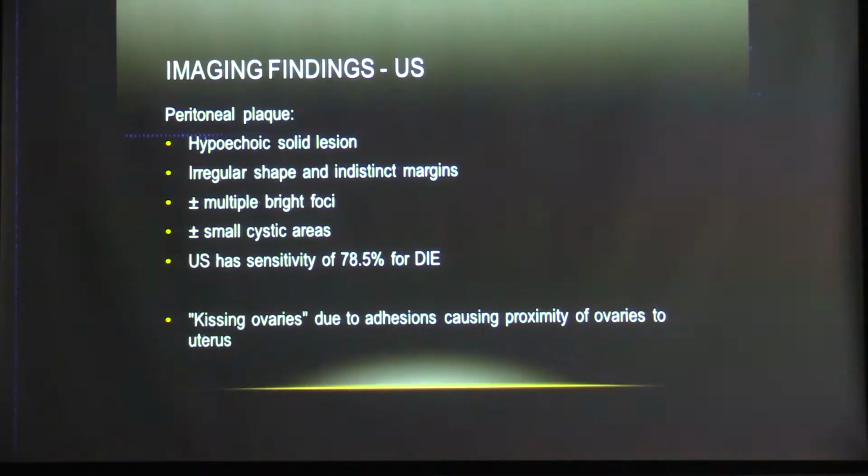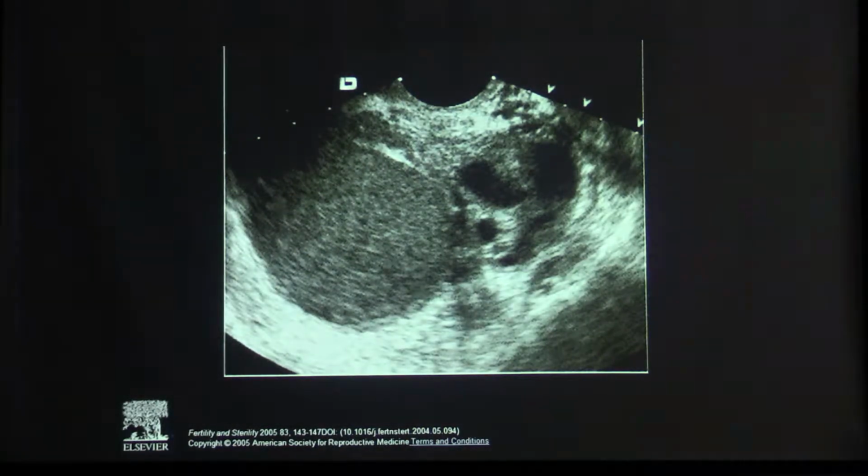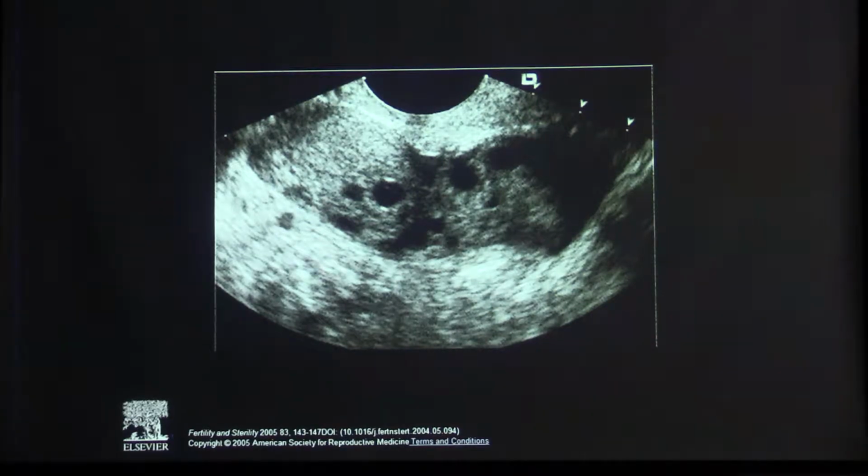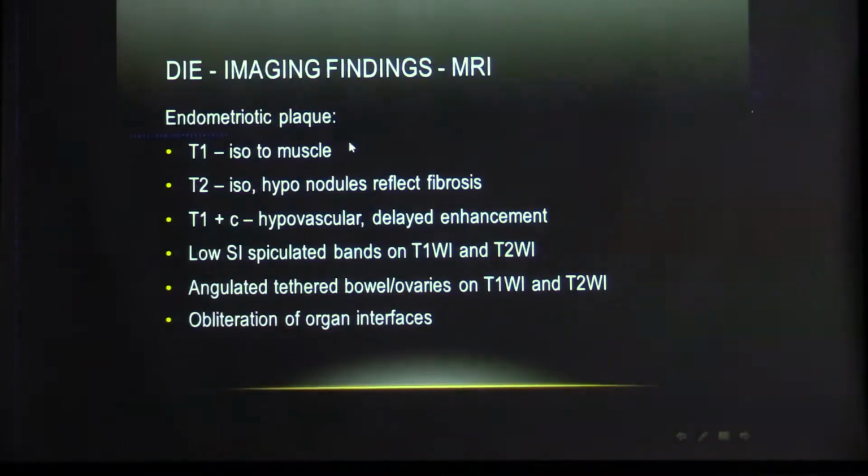Another typical finding that we can see on ultrasound regarding endometriosis are the kissing ovaries, due to adhesions that cause proximity of the ovaries to the uterus and to each other. Here we have two examples. Those are two ovaries. The right one has an endometrioma in it. You can see a very classic finding. And those are two normal appearing ovaries that kiss each other.